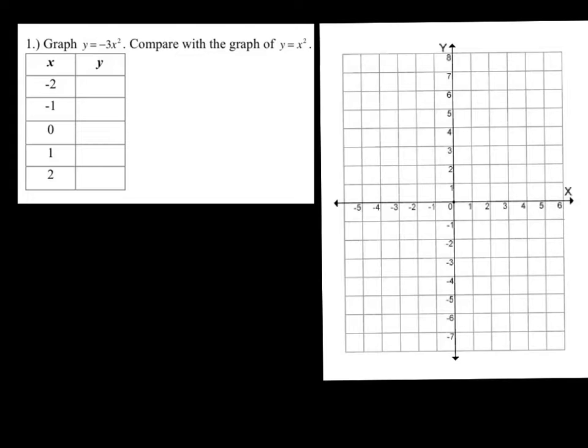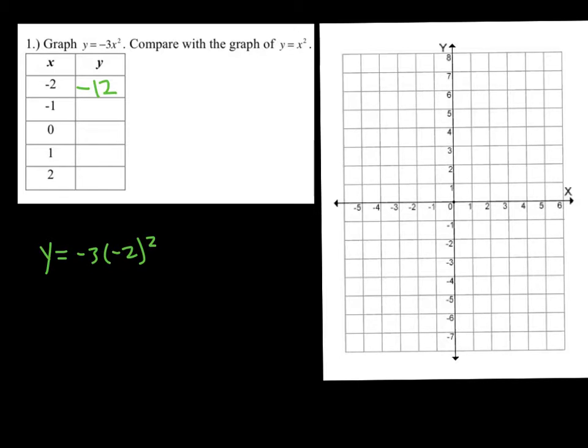So for number 1, it says graph y equals negative 3x squared. So it wants us to compare the graph with y equals x squared. So it wants us to say, okay, based off of the parent function, what has now happened when we've multiplied x squared by negative 3? So first thing we're going to do, I'm just going to fill out my xy table so we can plot some points. So if we plug in negative 2, y equals negative 3 times negative 2 squared. Anything squared is always positive, so positive 4 times negative 3 is negative 12, so we won't be able to graph that, but that's okay.